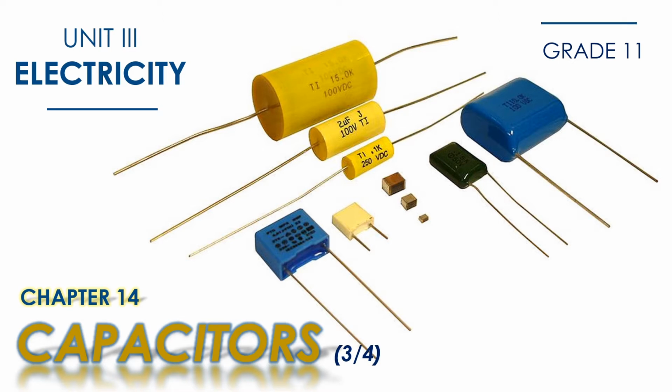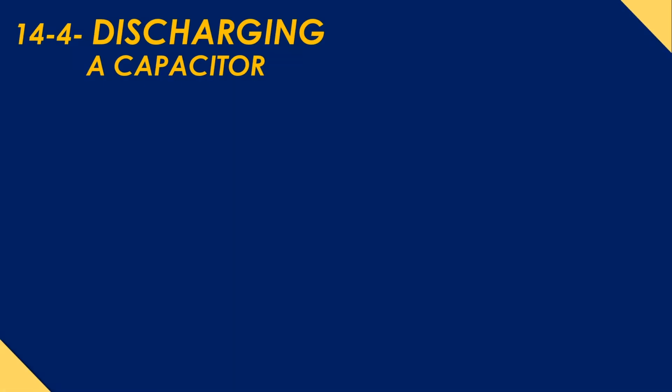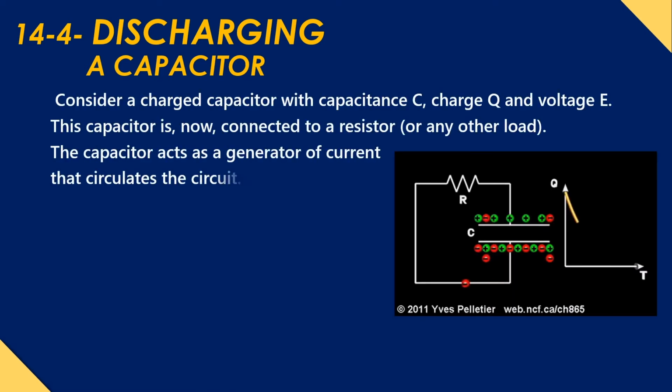Now we move to the third part of this chapter, in which we focus on the discharging process of a capacitor and the energy stored in it. After we have studied charging of a capacitor, let us assume that a capacitor is fully charged, having a voltage E and charge Q, as you can see in the figure. Once connected across a resistor, excess electrons on this plate will move and migrate to the other plate.